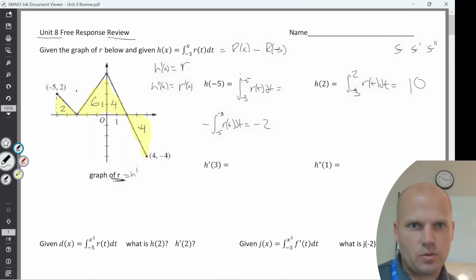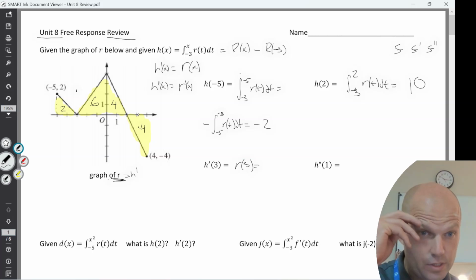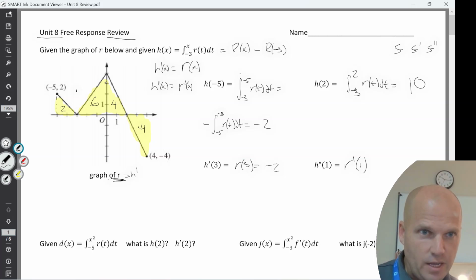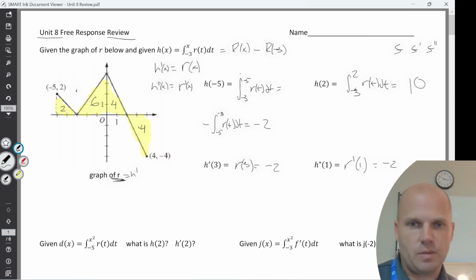Since h prime just equals r of x minus 0, h prime of 3 equals r of 3. R of 3 is the point here at 3, which is -2. That means h double prime will equal r prime. R prime of 1 will be the slope. I go down 1, 2, 3, 4 over 1, 2, so it's -2 as well. For 2 different reasons. This is a point, that's a slope.